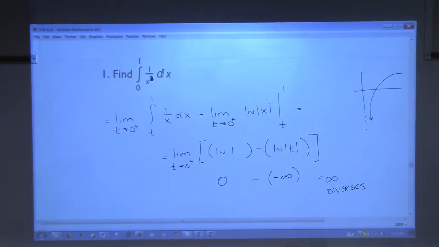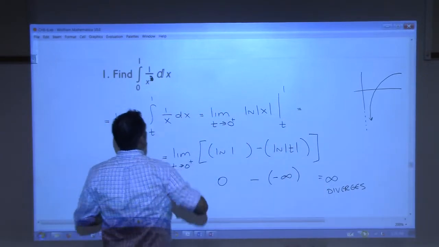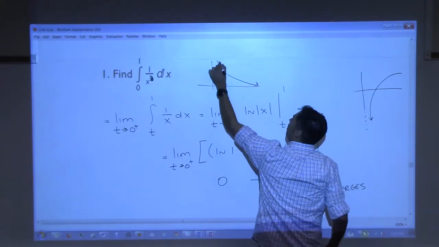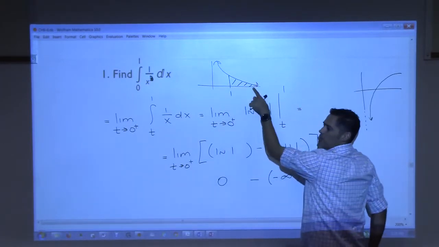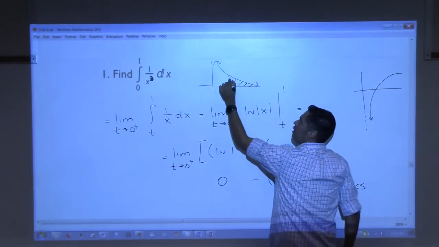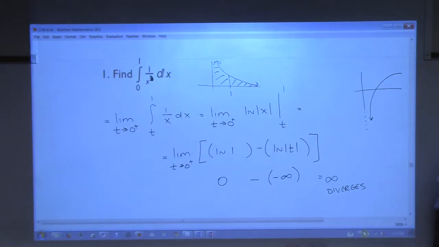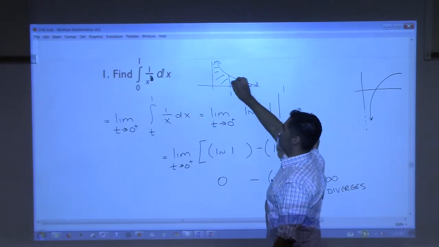Okay? So 1 over x, if you graph that function, we learned last class that this area over here is divergent, right? And we just learned right now that this area here is also divergent. It's infinite. But 1 over x squared was different, right? 1 over x squared, this converged, this diverged.